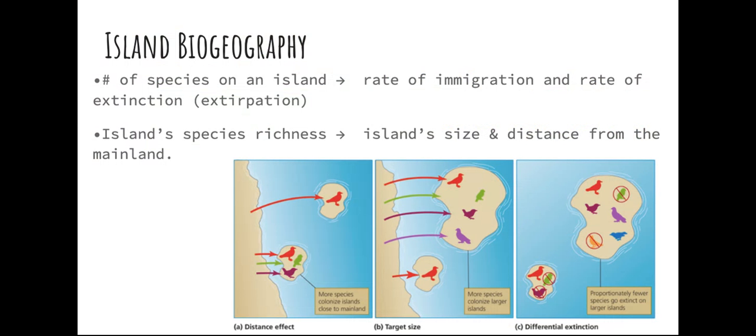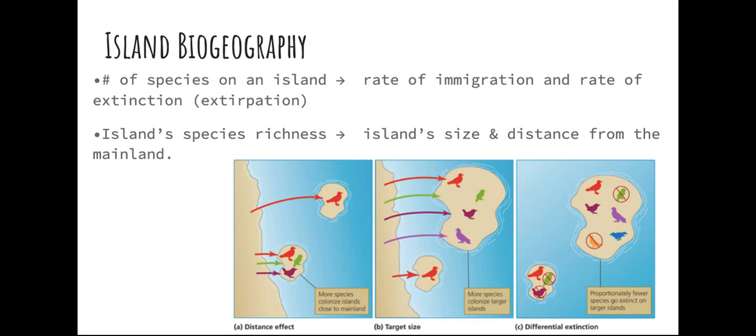Okay, so what is island biogeography? Island biogeography is used to determine the number of species on an island, and that is affected by the rate of immigration of species and the rate of extinction. At this point, I just want to clarify that when I talk about extinction here, I'm only referring to the extinction of that species on the island. That is called extirpation. I think I mentioned it last week, but just in case, extirpation is extinction in a local place. Okay, so that would be one factor that affects the number of species.